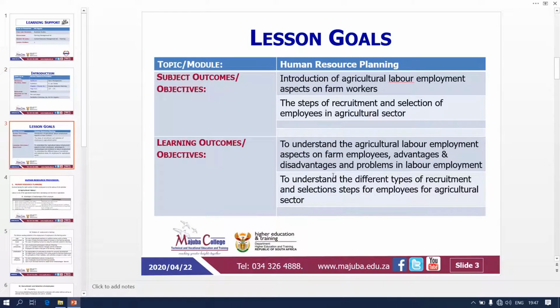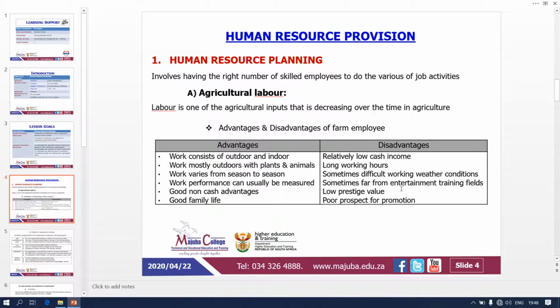Okay, let's move forward. Human resource planning. We are just introducing you to agricultural labor employment in terms of farm workers. Also, we are going to look at the steps of recruiting and selection for employees in the agricultural sector. We also want you to understand the aspects of agricultural labor employment in terms of farm employees, the advantages and disadvantages, and the problems in labor employment.